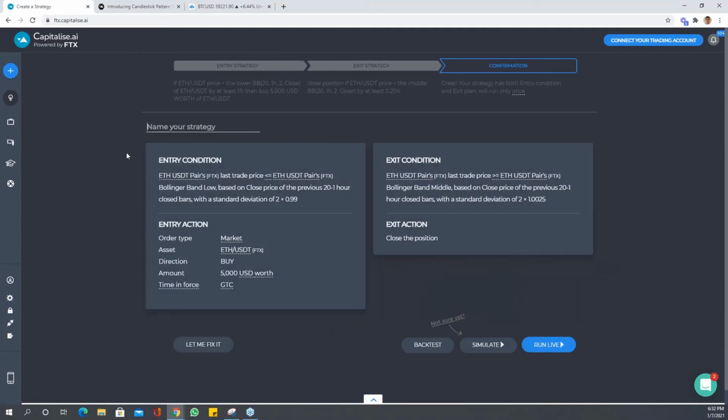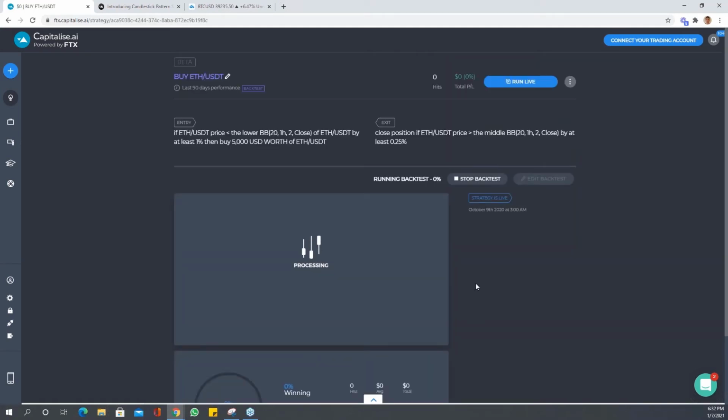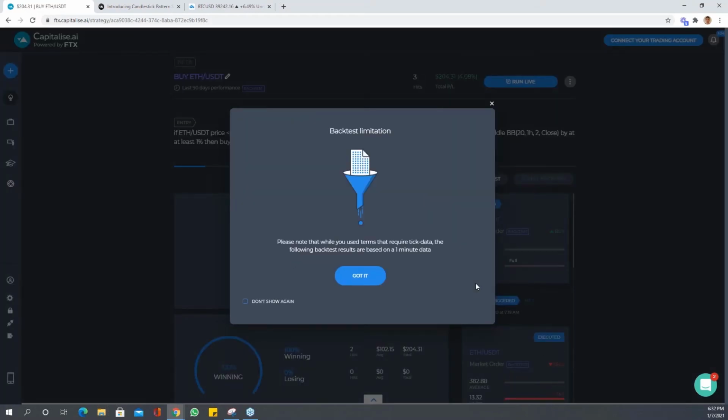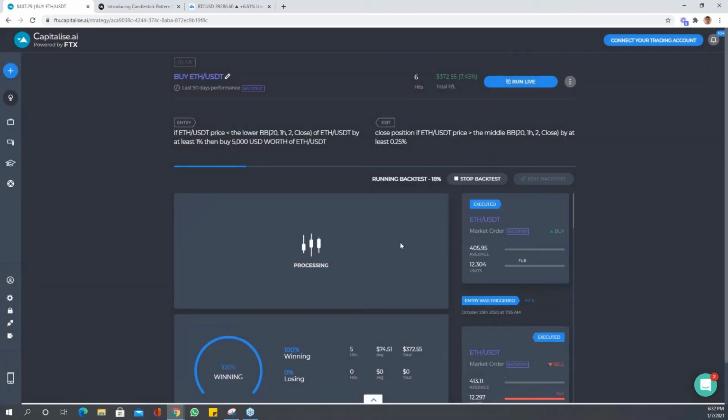And remember, on the confirmation page, you can name your strategy. If the strategy is not named, we'll give it a name, as in buy this or sell that. And let's go ahead and backtest the strategy. And guys, remember, we've just released this. This is actually running really fast, which is great. And you can see that it looks very similar to all the strategy pages, and it's running.